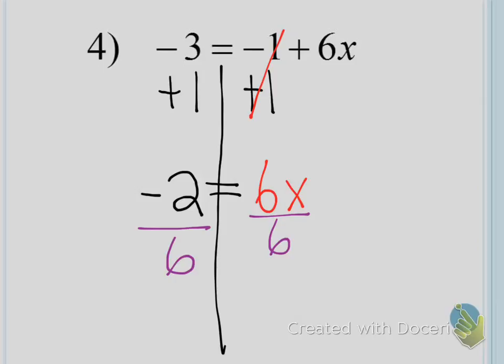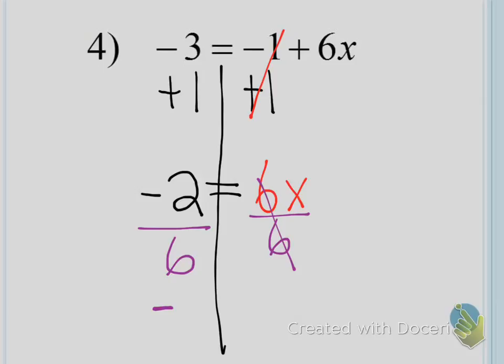This is not -3. Okay, -3 would be if you divided 6 by 2. We're not dividing 6 by 2, we're dividing 2 by 6. Order does matter in division. Okay? So I have a negative divided by a positive. I know my answer is going to be negative.